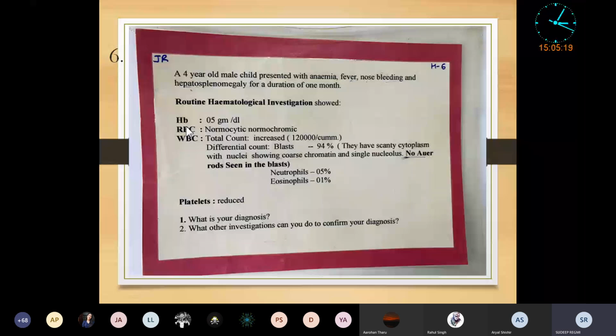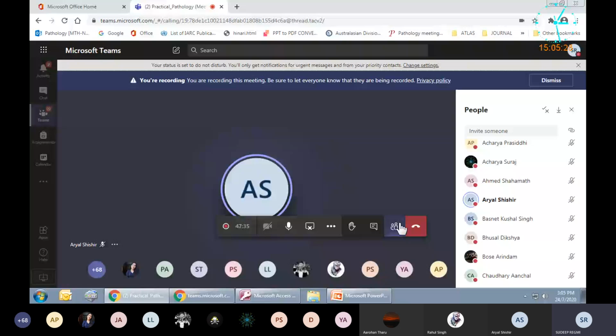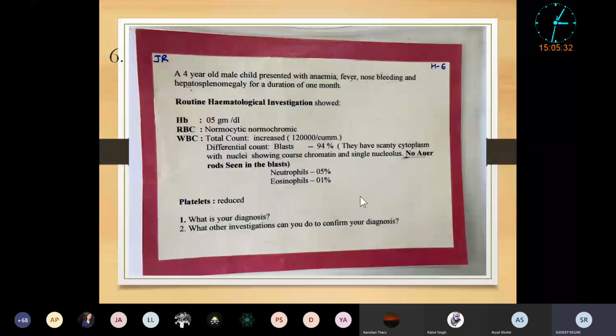So according to WHO, anyone else who can tell? More than 20%. Very good. It is more than 20%. If the blast percentage is more than 20%, irrespective of the total count. Here the total count is increased. It is 120,000 per cubic millimeter, along with 94% blast. So definitely the blast is 94%. So it is an acute leukemia.